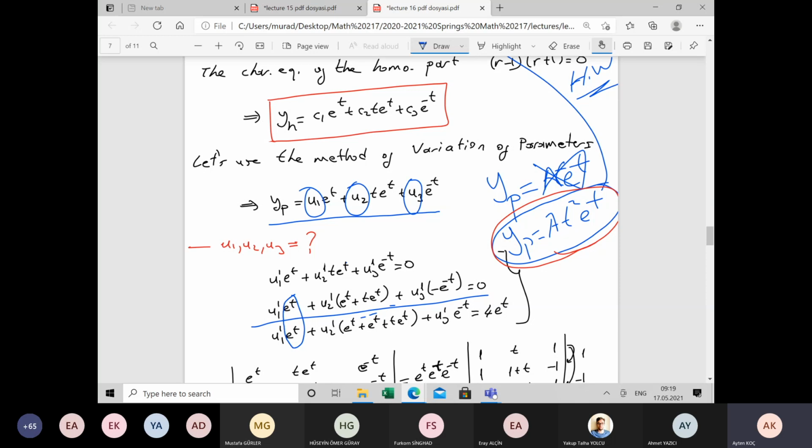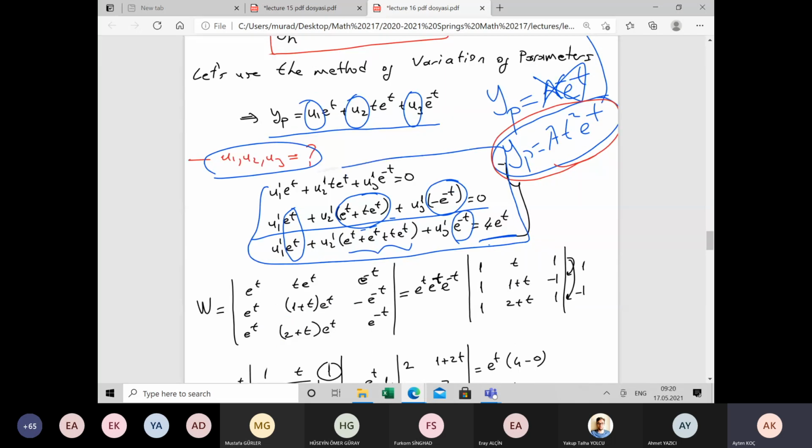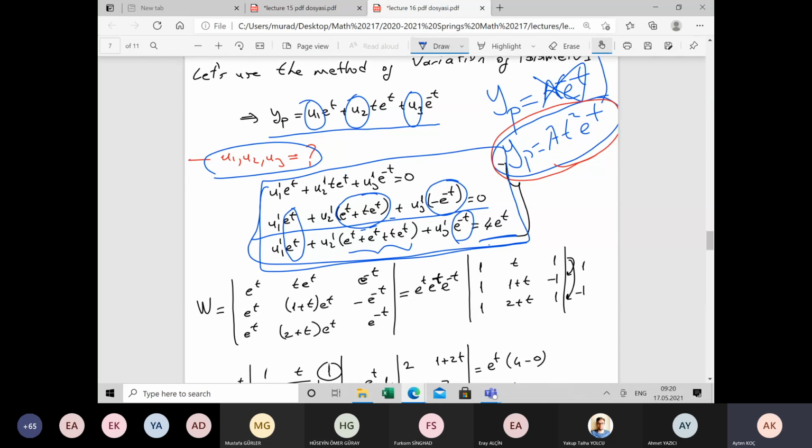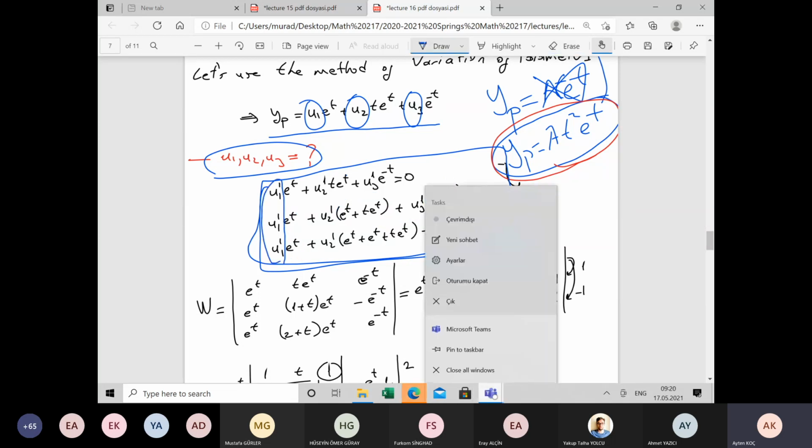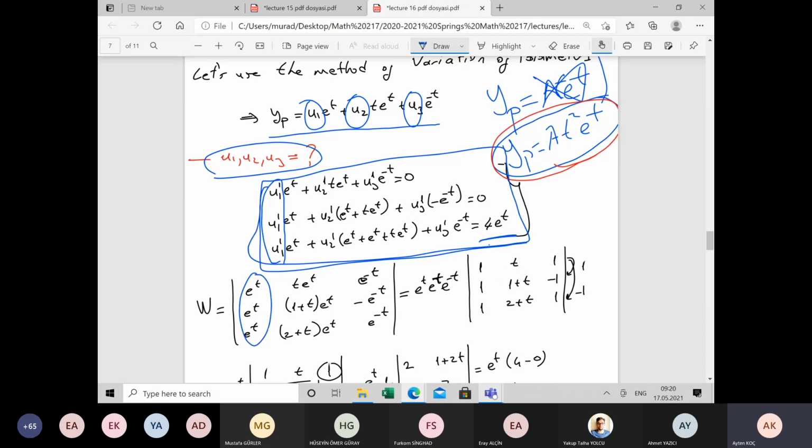So we have three unknowns and we obtain four equations, and this is the linear system. Let's find the coefficient matrix, which gives the Wronskian. The coefficient of the first unknown gives the first column.